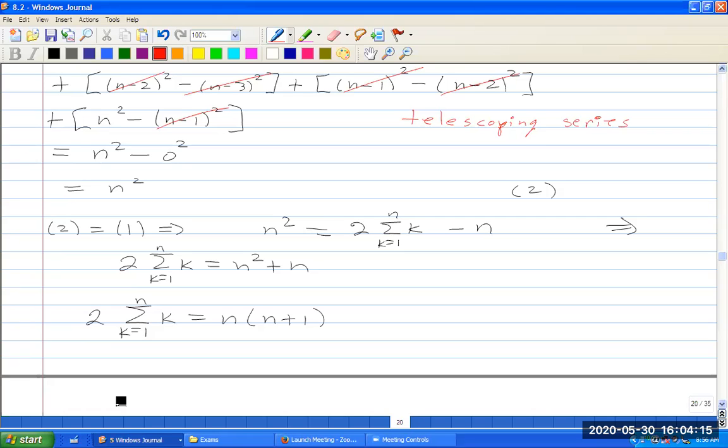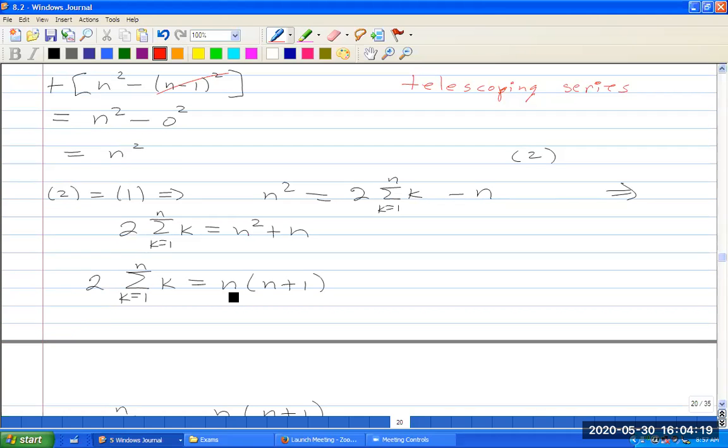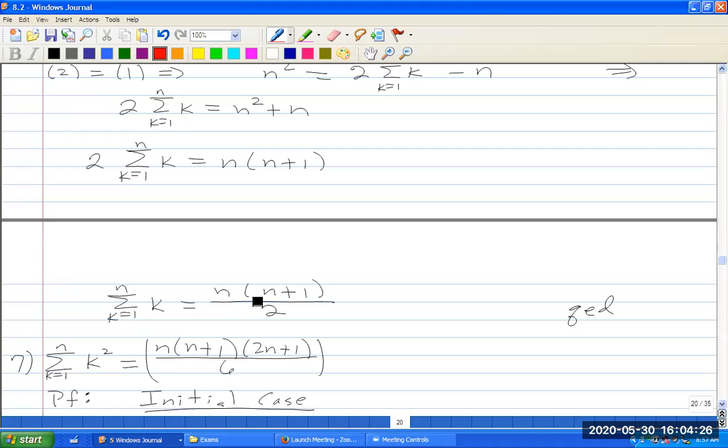So let's add n to both sides of my equation, divide by 2. And so I have that the sum k equal 1 to n of k is just equal to n times the quantity n plus 1 all over 2. And that's what I wanted to show.